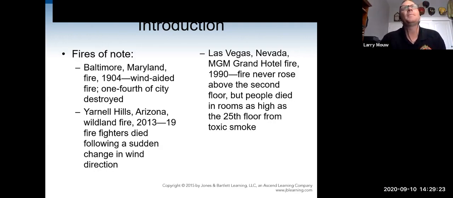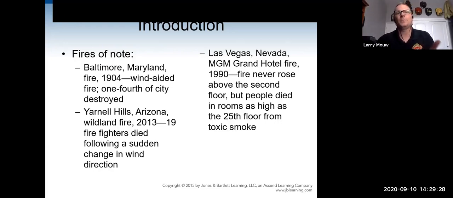Now, all of these fires had a devastation. And you're going to find that many of the fires we study and things that we learn from are because either one, people have died, or there's been a tremendous loss of property. But we learn a lot of things when these fires are studied.